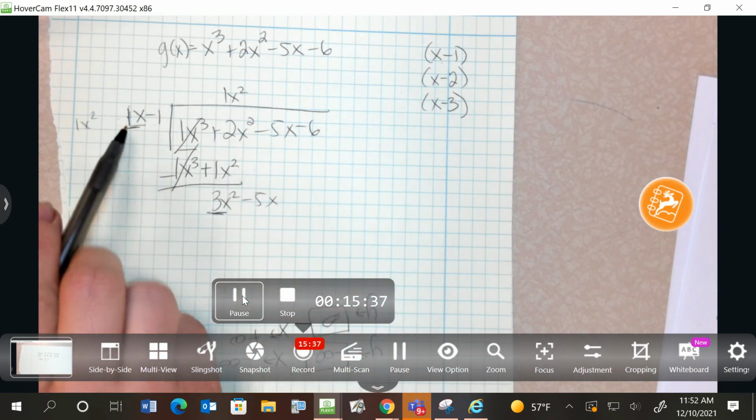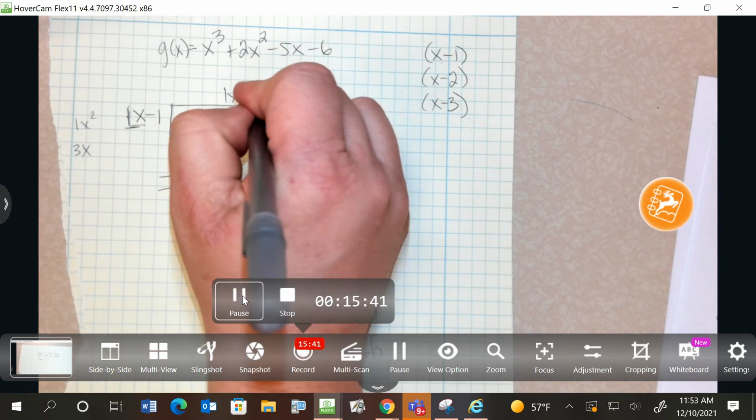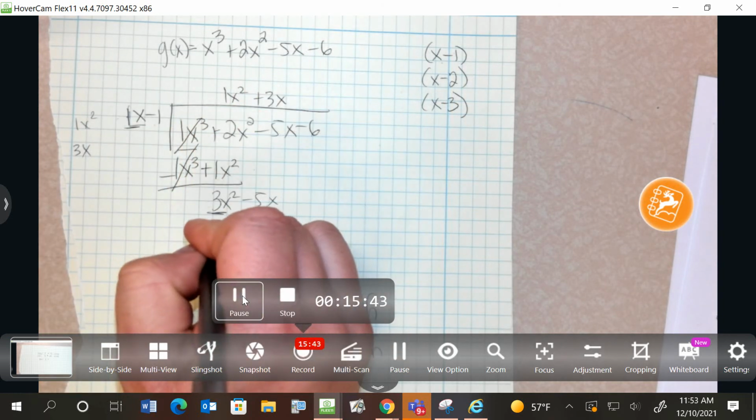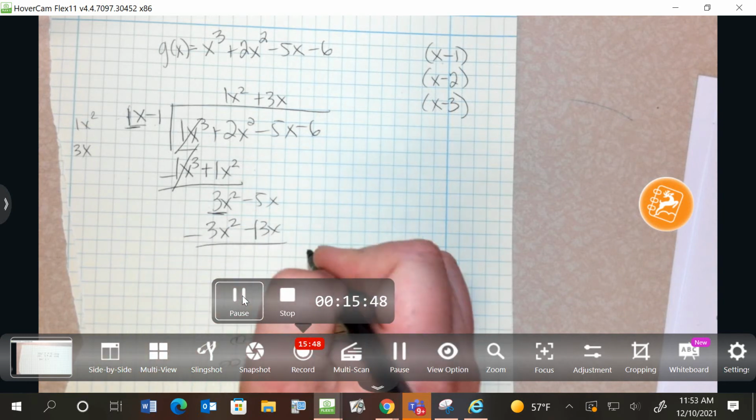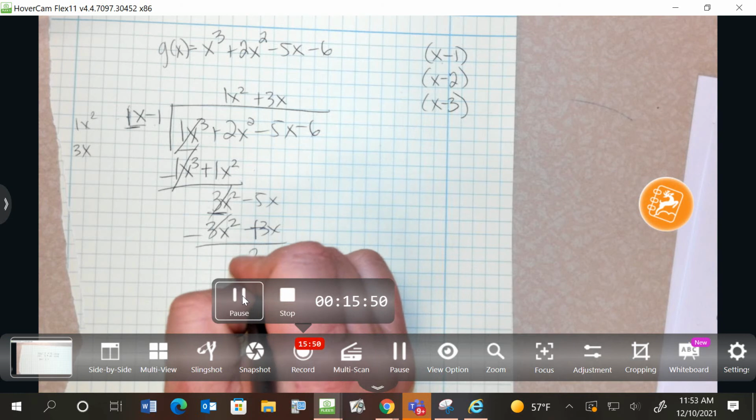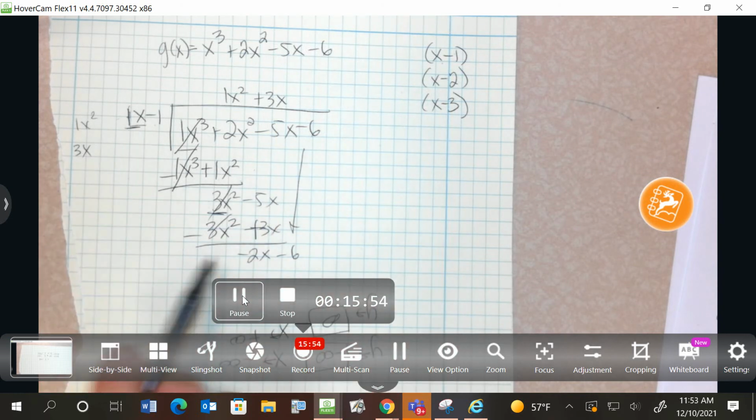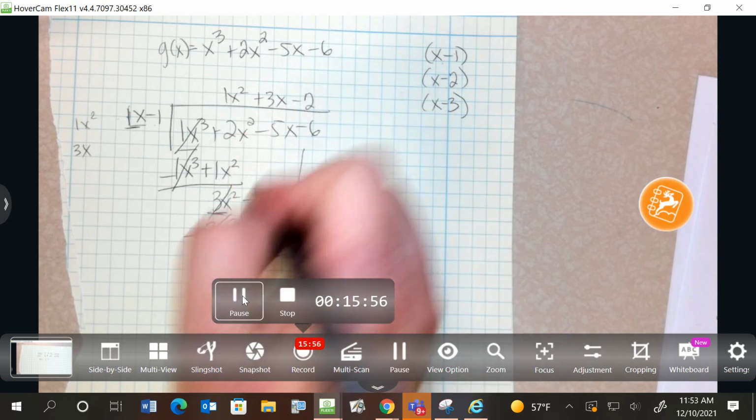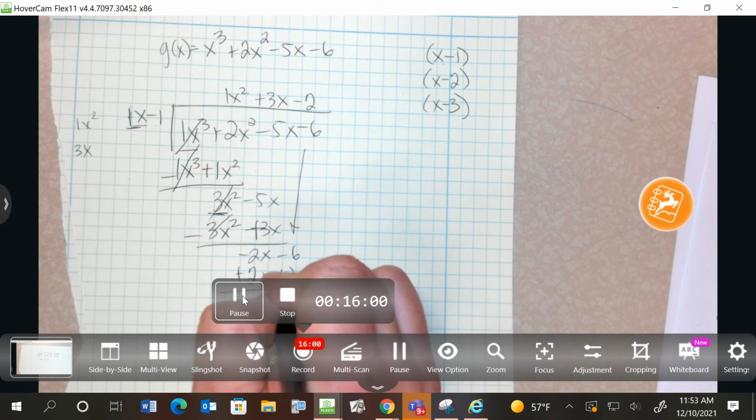Doing the concept again, 1 times what is 3? I need 2 x's, which means I need 1 more. So I end up with 3x squared minus 3x, changing your signs and adding down. 1x times what is negative 2x? Negative 2. Multiply, change the signs, and add down.